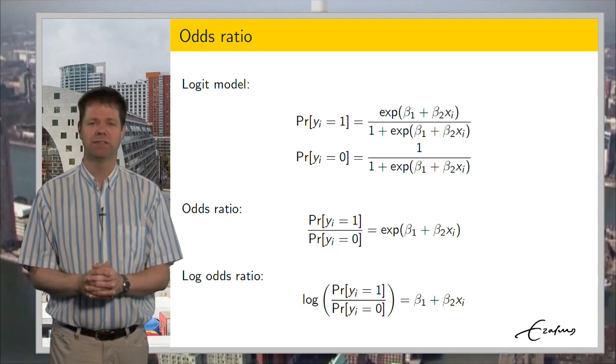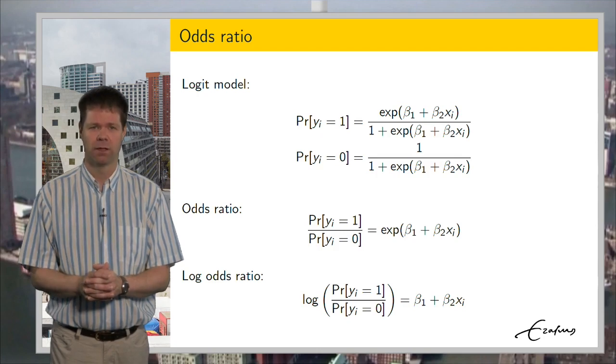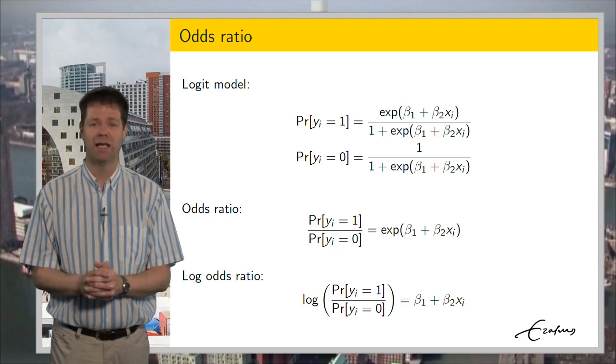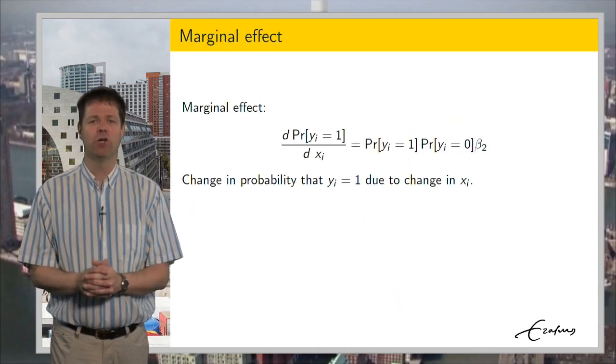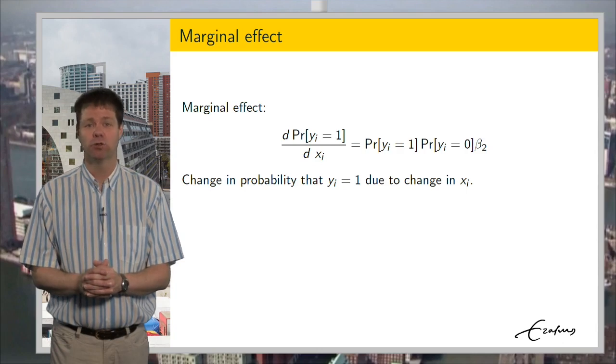This in turn means that an increase in x corresponds to an increase in the probability that y equals 1, and hence a decrease in the probability that y equals 0. The opposite holds for negative beta too. An increase in x leads to a decrease in the log odds ratio, and hence a decrease in the probability that y equals 1. The odds ratio provides insight in the direction, plus or minus, of the effect of changes in the x variable, but not in the size of the effect.